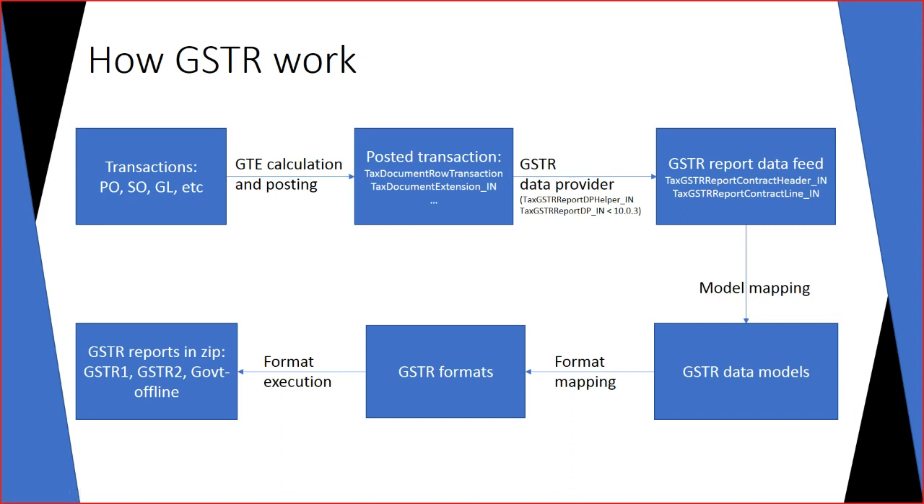So currently, Microsoft supports 3 reports. One is GSTR1, and the second one is GSTR2. The third one is the government offline report. For the first 2, you basically connect with the clear text, and they will further generate the reports which the government requires. For the last one, you can directly submit to the government portal.